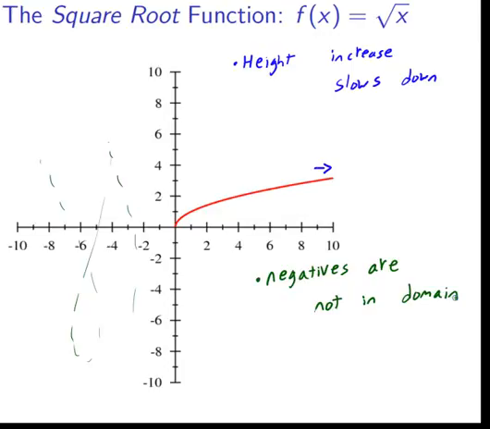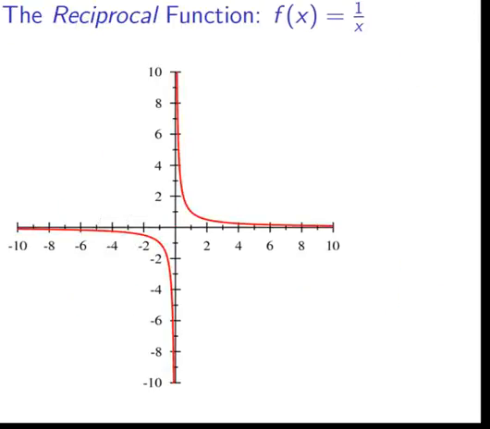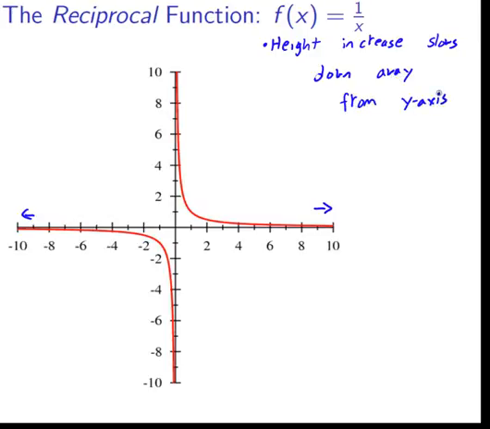So the negatives are not in the domain of the square root function. The reciprocal function, 1 over x, is called the reciprocal because the reciprocal of a number is just 1 over that number. So in this one, height increase slows down when we are far away from the y-axis. The farther we get from the y-axis, the slower the height increase becomes.